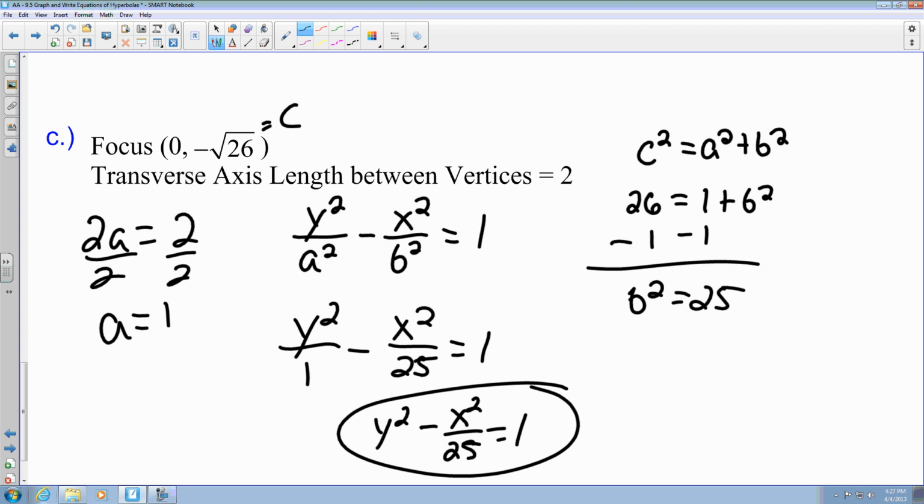And that is being able to graph and write equations of hyperbolas.